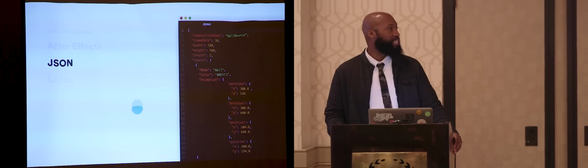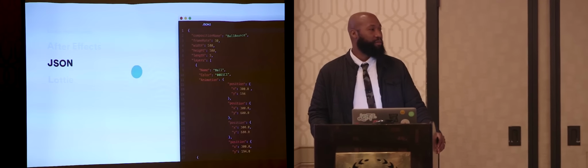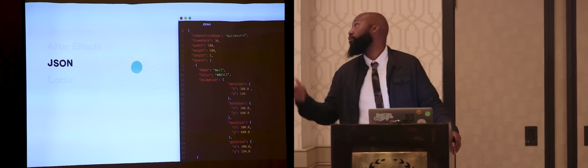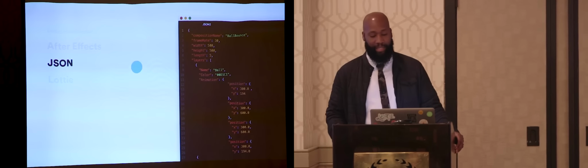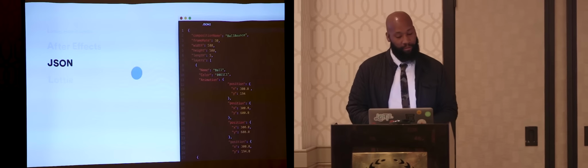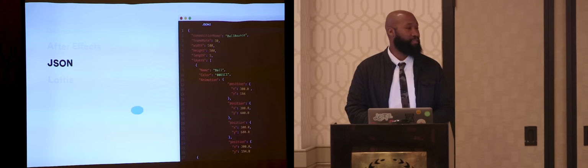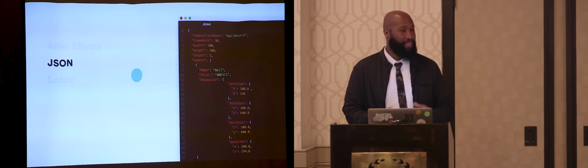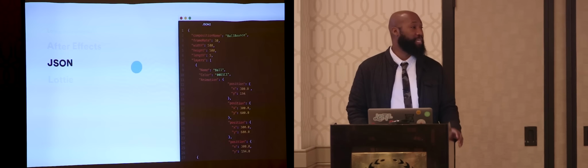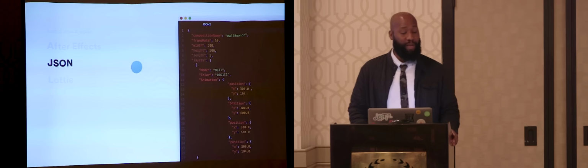So an example would be a bouncing ball. This might be what the bouncing ball JSON looks like. It's got the frame rate, the width, the height, the name, the color. It's got all the information about the animation in this JSON file.